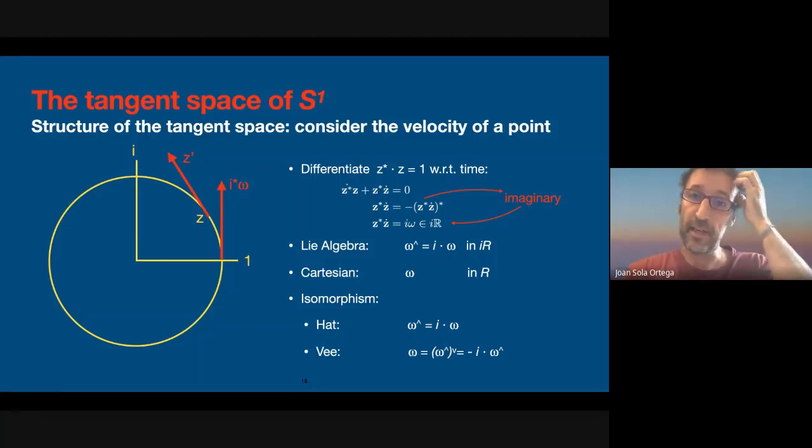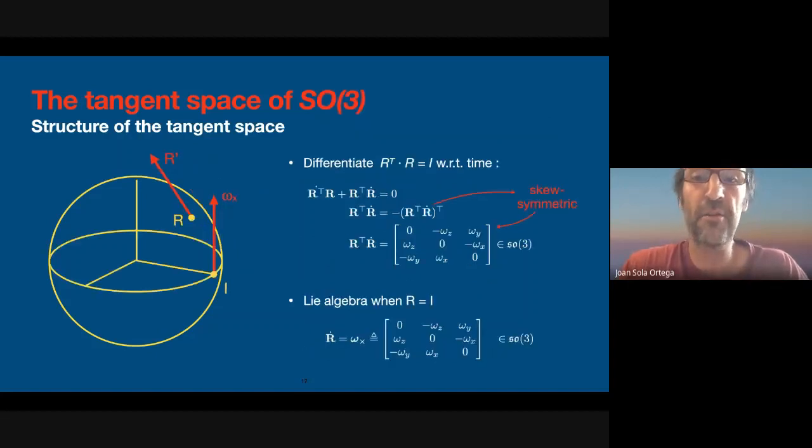Let's see another group where this kind of consideration will become a little bit more interesting. Okay, here, considering a real number or an imaginary number is not a big deal, but it will be a big deal in other groups. Let's go, for example, to SO3, right? That's the group of rotations in 3D. Okay, you know, this is a bit more complicated.